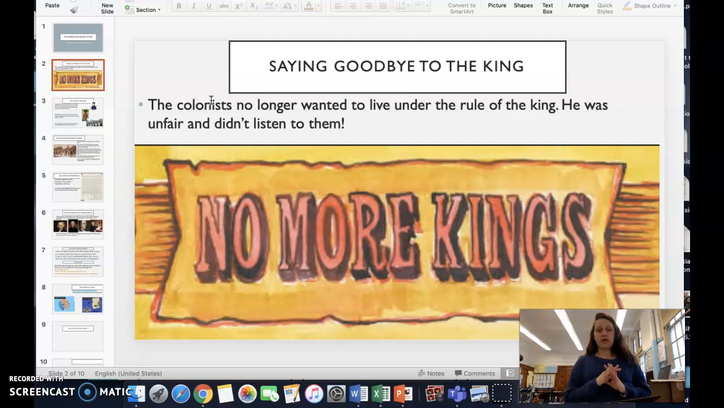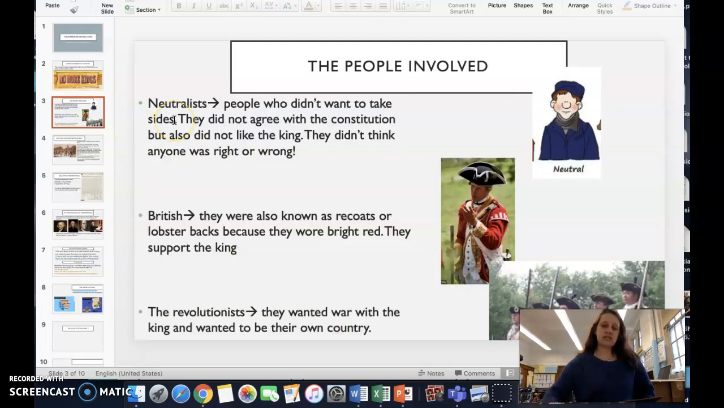So they said, you know what? We want to be free of him. How did they do that though? That's what we're going to explore. But first, there were three main groups involved in this. The first one is an easy group. They're neutralists, people who didn't care what side they were supposed to be on. Neutralists were just people who didn't really agree with the Constitution, which we're going to talk about next, which was made by the American people, but they also didn't really agree or disagree with the king. So they kind of didn't care which way they fell. They were just going to be citizens of the colonists, no matter who was ruling them.